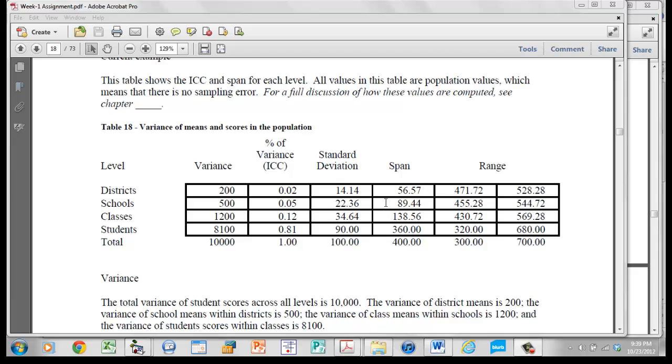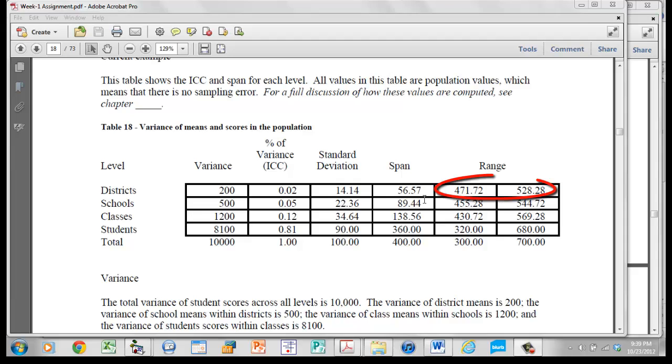To get the span, we can simply take 14.14, which is the standard deviation, multiply it by 4, and we're going to say that we expect approximately 95% of all districts are going to fall within a span of scores. The scores are going to span about 56.57 points. And to put that in context, we can simply take this and center it on the mean.